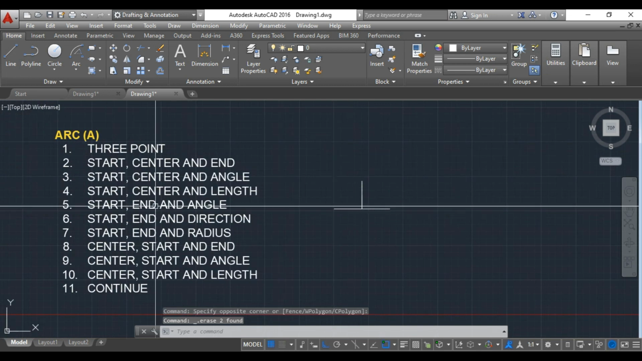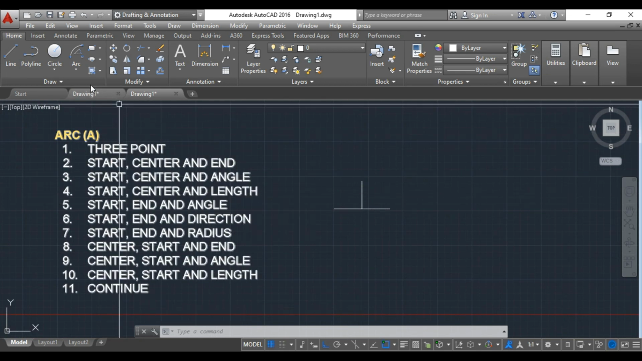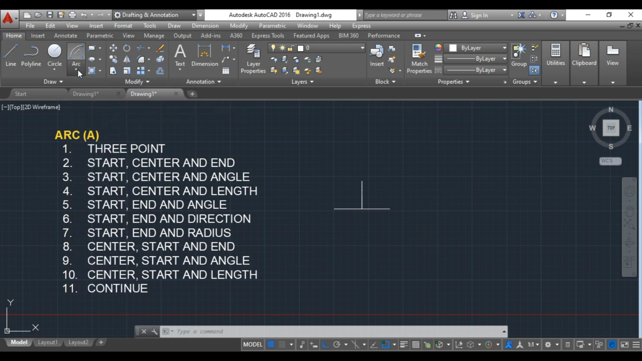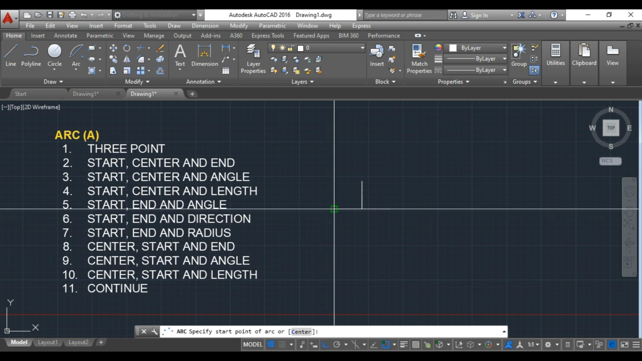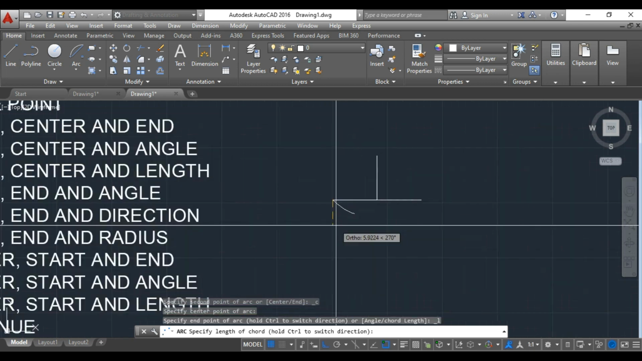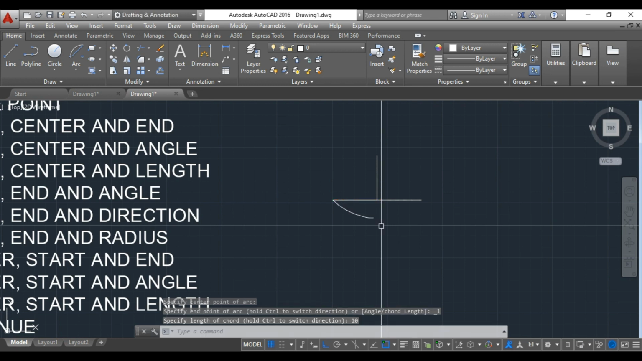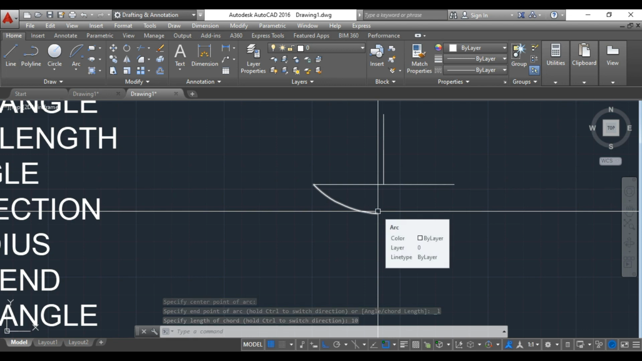to draw, see here, start is there, center is there, and length is asked. The same way, if I go with start, center and length, this is my start point, this is my center point. Now it is asking how much length of curve you require. For example, if I say 10 units and hit enter, see, I got the 10 units length of chord over here.